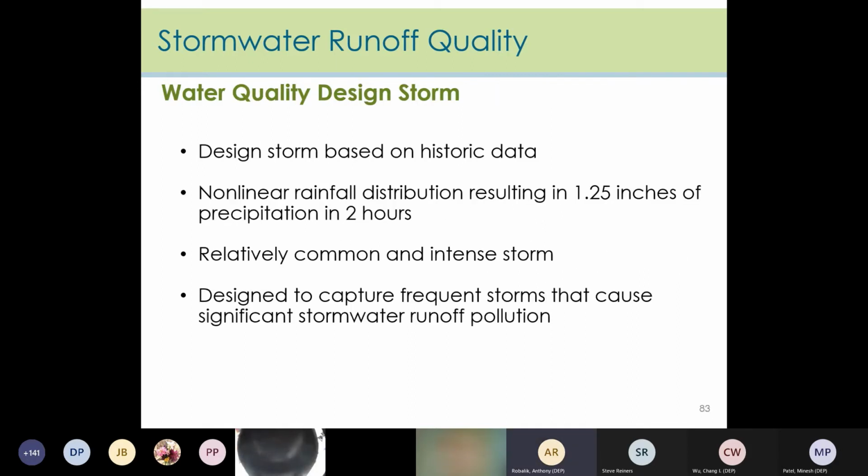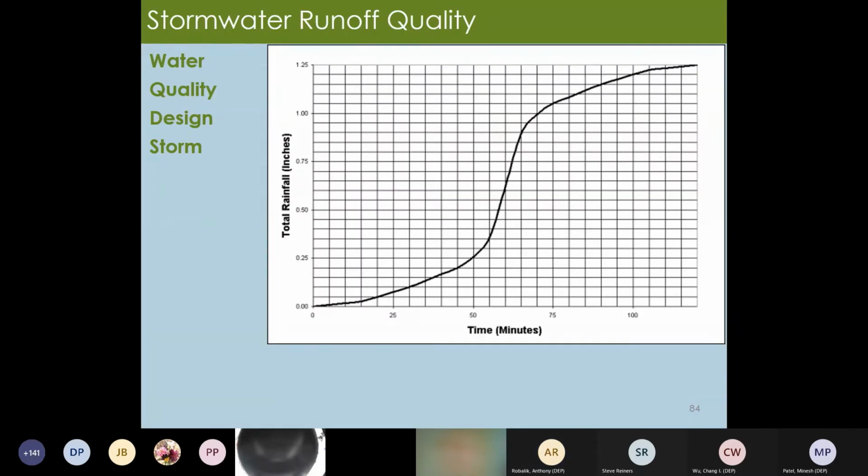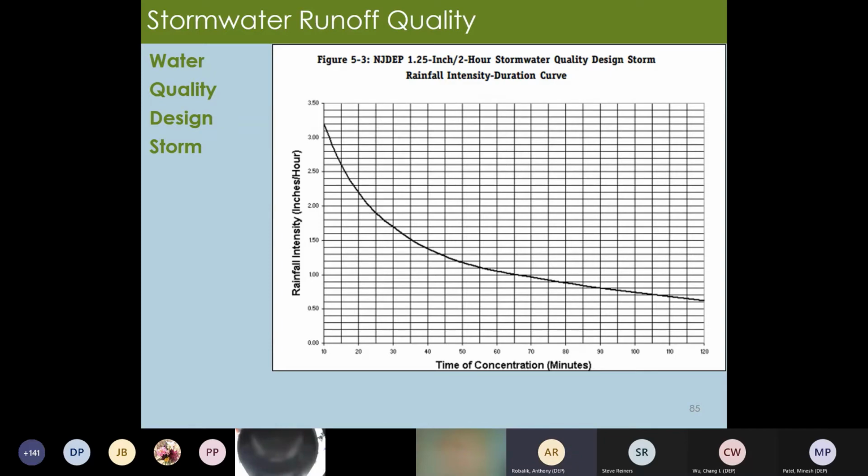In the previous modules, we talked about the water quality design storm, which is unique to New Jersey. It's the storm that introduces TSS into our collection systems and waterways. It's nonlinear in its distribution, and it's fairly intense. Here's a graph depicting the total rainfall from the water quality design storm versus time. And here is the graph depicting the rainfall intensity duration curve. When you look at the intensity duration curve developed by the department, you see that the smallest value for TC is 10 minutes. This is why the rational method minimum TC is 10 minutes.